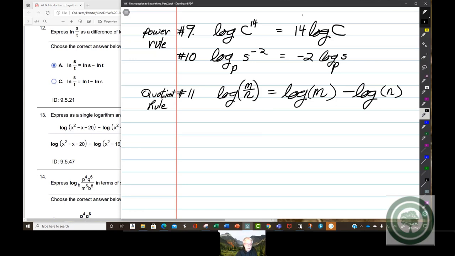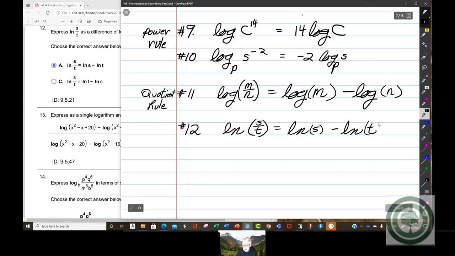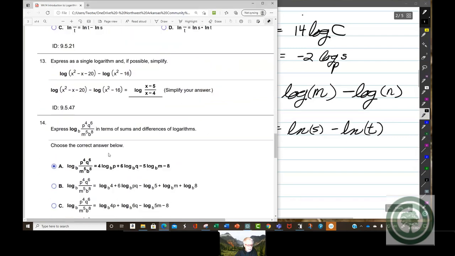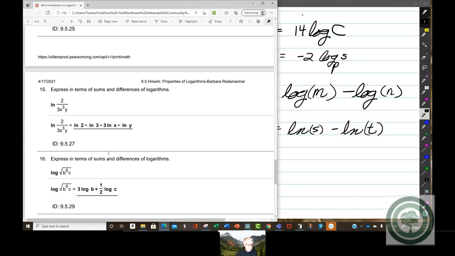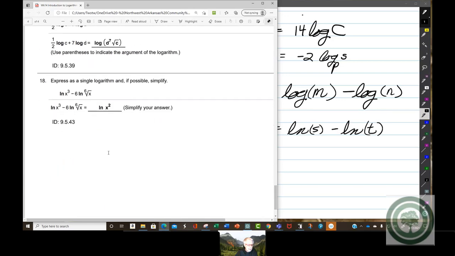And we have the ln, number 12. Of S over T, both lowercase. That's going to be the ln of S minus the ln of T. And no, they don't use parentheses. I just can't stand not using parentheses. Seems so wrong. All right, now let's look at 14, 15, 16, 17, 18.